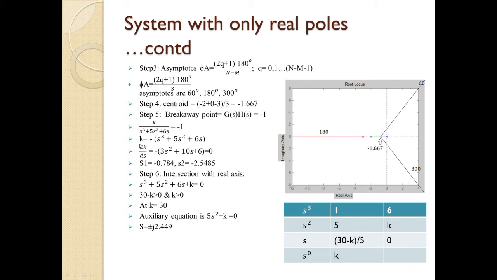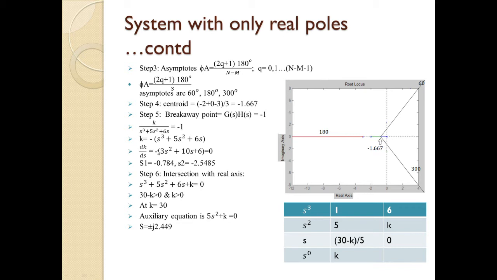So, we can write that k equal to minus (s to the power 3 plus 5s square plus 6s). Next, we are differentiating this with respect to s, and we are getting minus (3s square plus 10s plus 6) equal to 0. So, now we need to find dk/ds equal to 0, and the solution of dk/ds equal to 0 gives us the breakaway point.